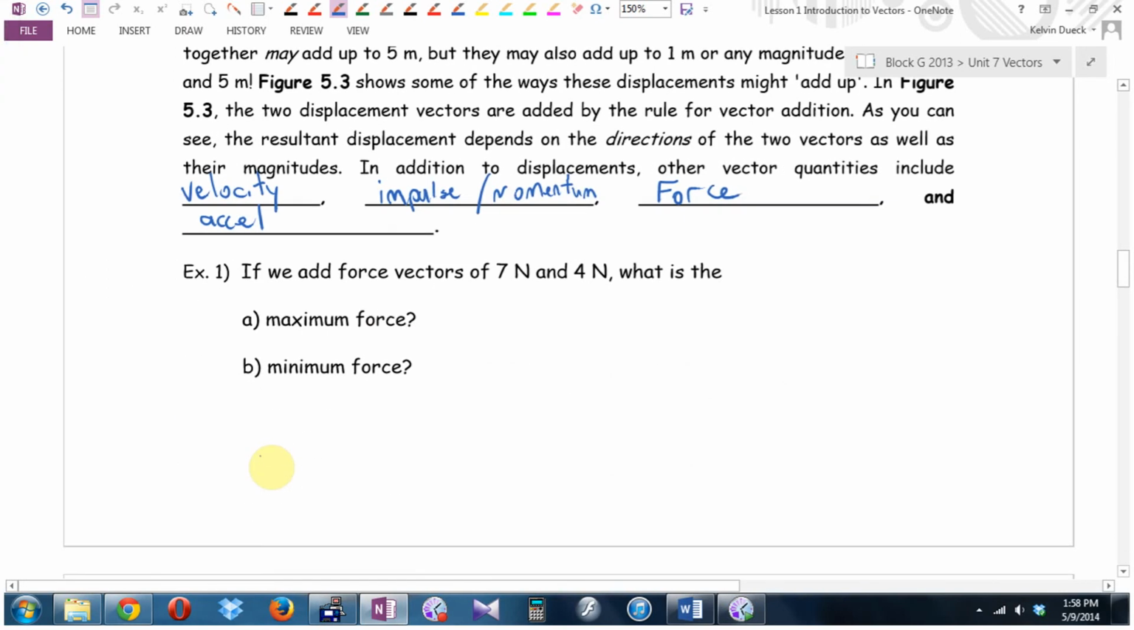Let's suppose you're adding 2 force vectors, 7 newtons and 4 newtons. What's the maximum force you could create from a 7 newton force and a 4 newton force? 11 newtons. That would be 4 plus 7. What's the minimum force you can create? Yeah, 3. You could argue -3, but I'm not. In terms of magnitude, 3 newtons. And then if you add them together at angles, you can get every value in between there.